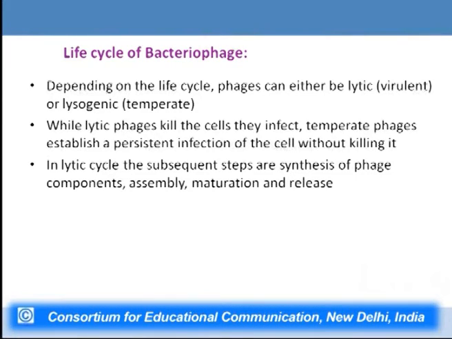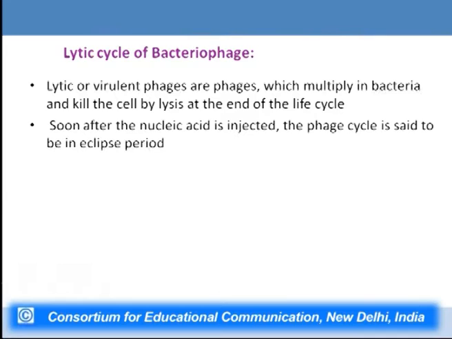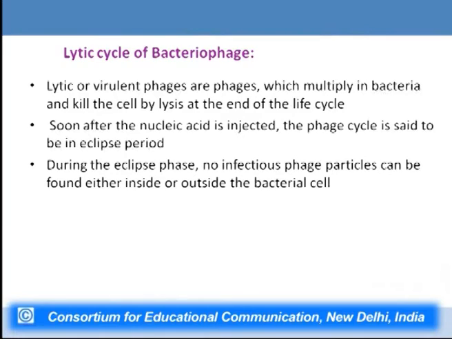Now depending on life cycle, phages can either be lytic, that is virulent, or lysogenic, that is temperate. While lytic phages kill the cells they infect, temperate phages establish a persistent infection of the cell without killing it. In lytic cycle, the subsequent steps are synthesis of phage components, assembly, maturation and release. Lytic or virulent phages are phages which multiply in bacteria and kill the cell by lysis at the end of the life cycle, and soon after the DNA is injected, the phage cycle is said to be in eclipse period, during which no infectious phage particle can be found either inside or outside the bacterial cell.